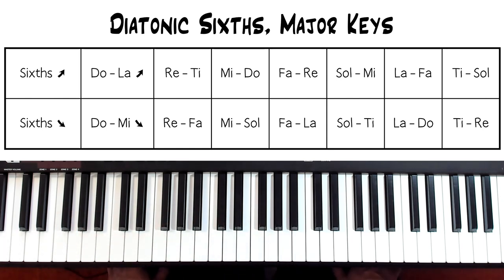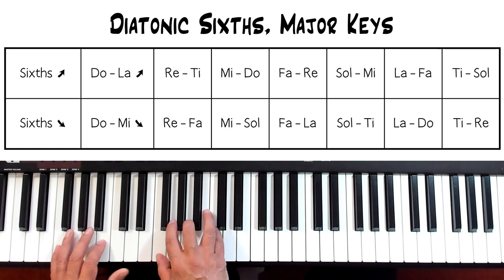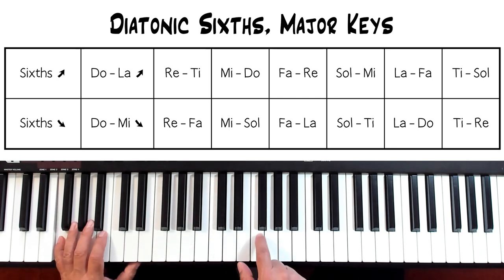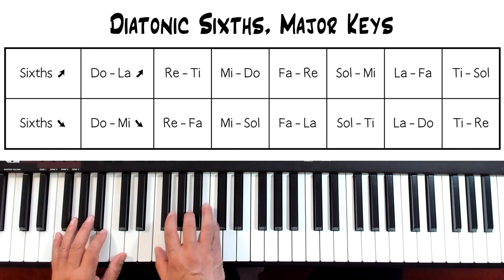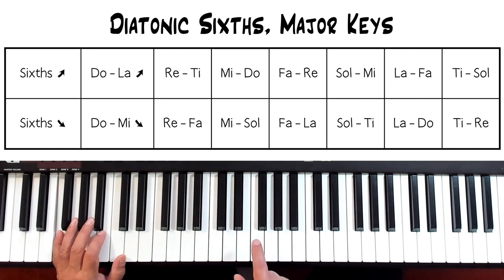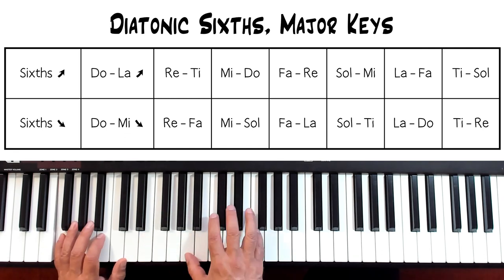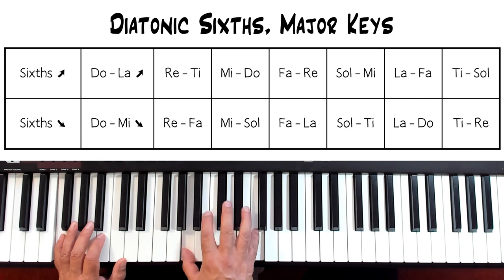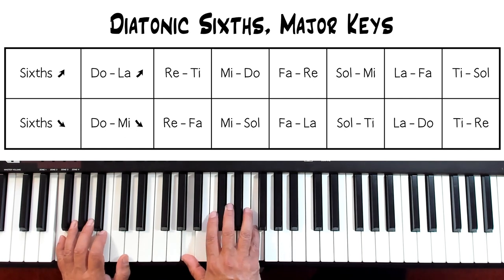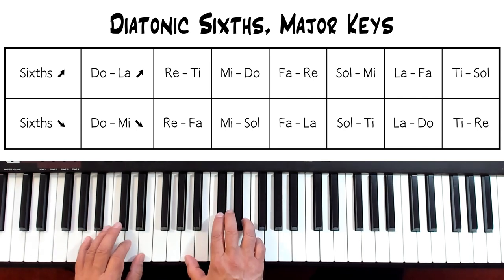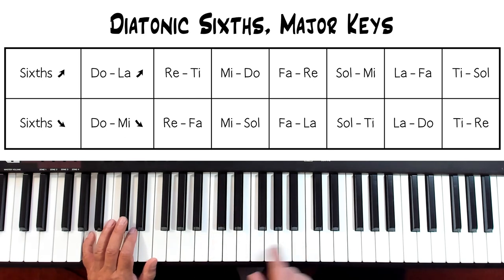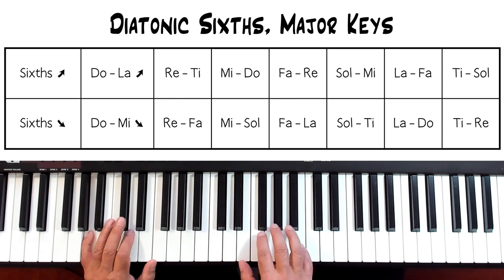We're gonna do a diatonic sixth descending. So let's start. First row, first box, do, mi, descending. Again. And let's move to another key. How about key of A? Now we're gonna sing re, fa, descending.